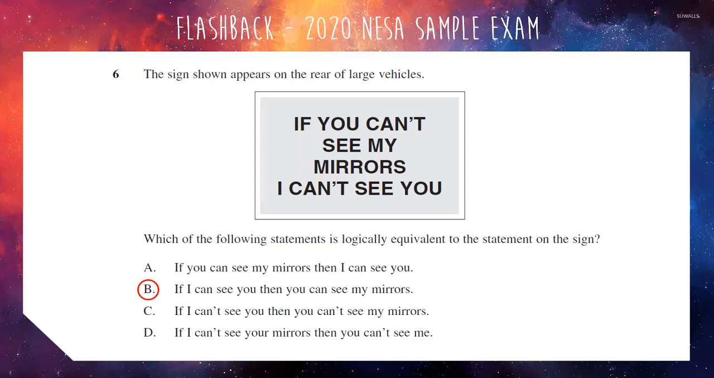Now, what's interesting about the contrapositive is that every time a statement is true, the contrapositive will also be true. So they are always logically equivalent. As we looked at in a few questions, sometimes the easiest way to prove a statement is to take the contrapositive and prove that. So option B, if I can see you, then you can see my mirrors, is the contrapositive of this statement, which is why they are logically equivalent. So a good trick to look out for.